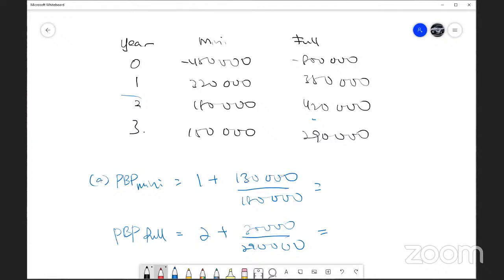Okay, you should be getting 1.72 years and 2.1 years. So based on this, you'll take the shorter payback period, of course. But you must remember, payback period does not really show whether this is legit or not. So you need to look at your NPV and your IRR.